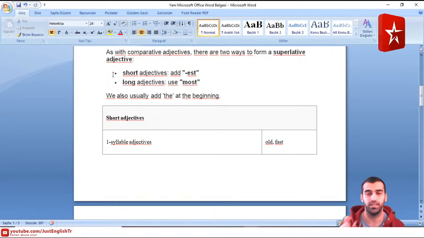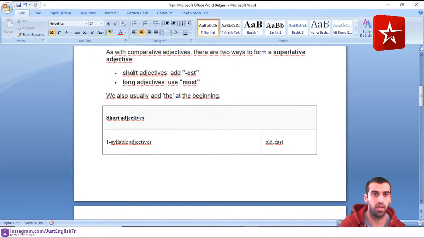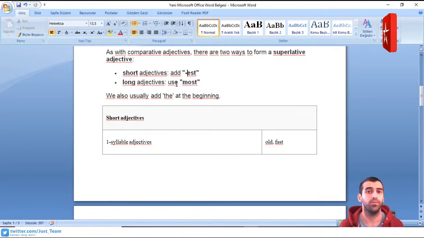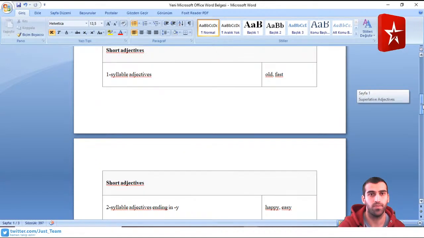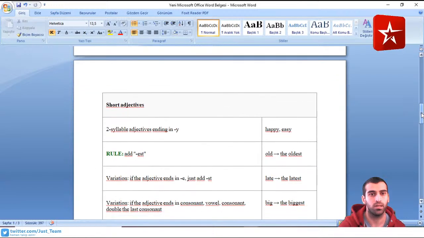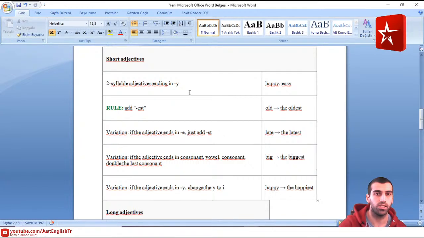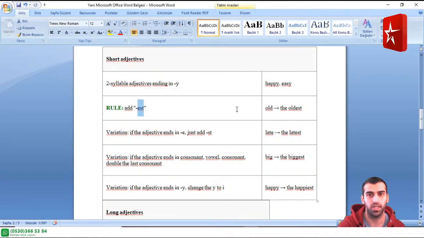Short is an adjective and it has 1 syllable. Short, we have just 1 O here, 1 syllable, 1 vowel letter, and we should add est to the end of the adjective. Or long, longest. Like 1 syllable adjectives, as you see, here you can see old, fast. 2 syllable adjectives, happy, easy, finished with y, are a little bit different from others. And the rule, how can we use est?